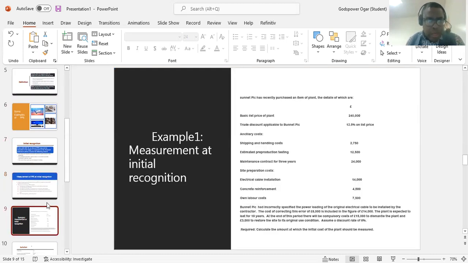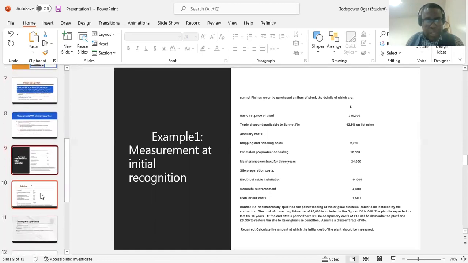The next thing we want to look at is a typical example of how this works. Look at this example. Bonnet has recently purchased an item of plant, the details of which are given. We are basically asked to calculate the amount at which the initial cost of the plant should be measured. You see the basic list of the plant. We have trade discount at 12%, and of course the other ancillary costs. Let's go to the solution to look at how the question has been solved.